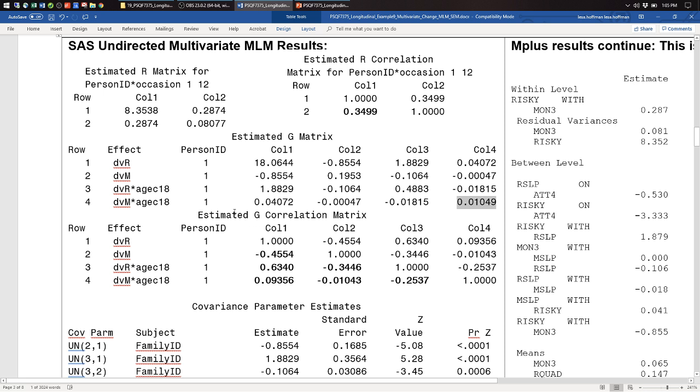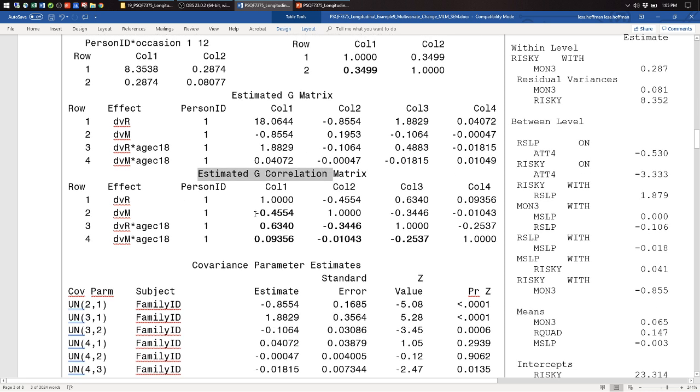Covariances between them, G-core converts them into correlations. And I've highlighted the ones that are between variables, but there's really only 2 that I'm interested in for the sake of this story. Okay, intercept correlation. Yet another way that monitoring and risky behavior can be related. This is between persons, and it's between persons as evaluated at age 18 specifically.